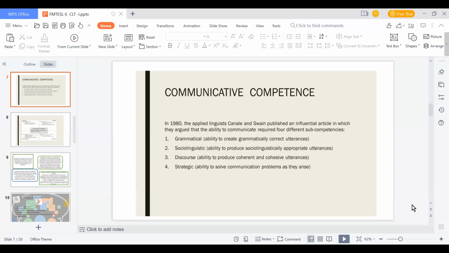Is it clear? Yes, ma'am. Now, Canale and Swain in 1980 say this gap should be bridged. This gap should be minimized. There should not be a gap between knowledge and performance. How do we bridge the gap between knowledge and performance? Canale and Swain in 1980 talk about communicative competence, right? What is termed as communicative competence according to Canale and Swain?